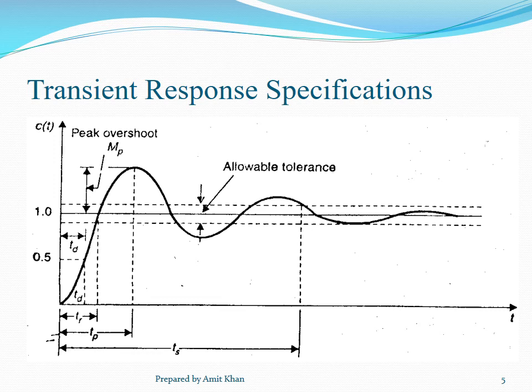The time needed to settle down for the system is represented as Ts, that is called settling time. We can see Tp, that is peak time. We can see Tr, that is called rise time. Td equals delay time, and Mp is the peak overshoot. We will define all these variables in our next slide.